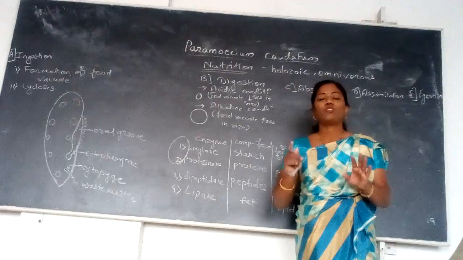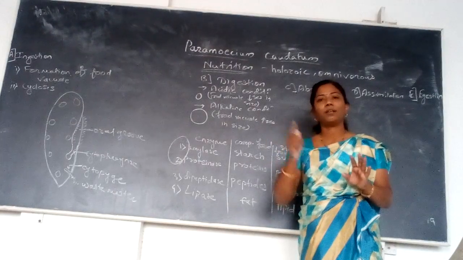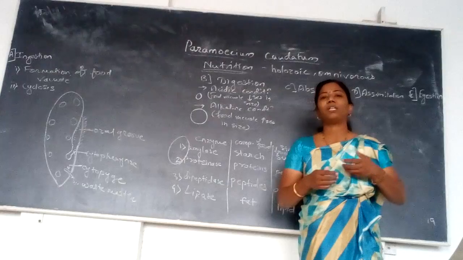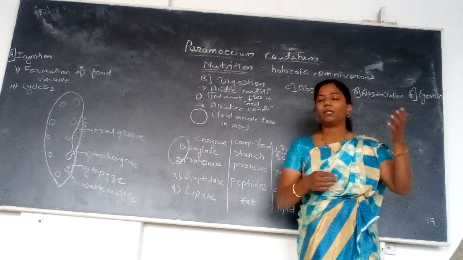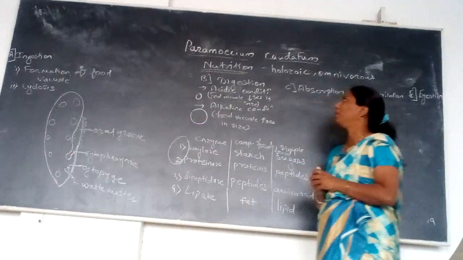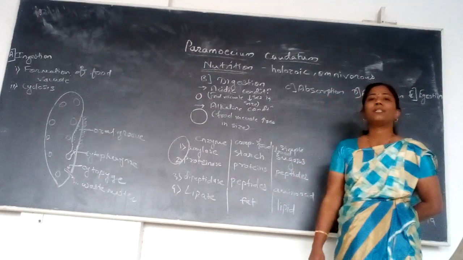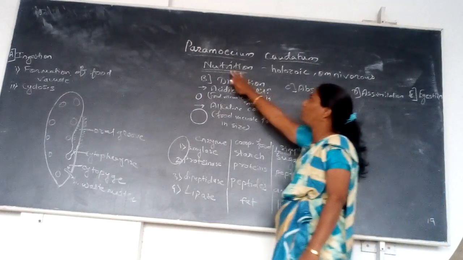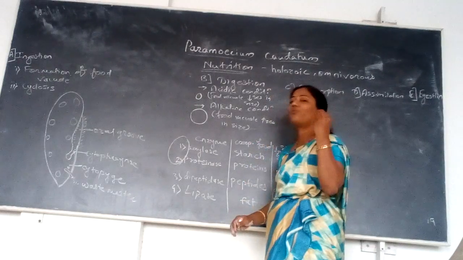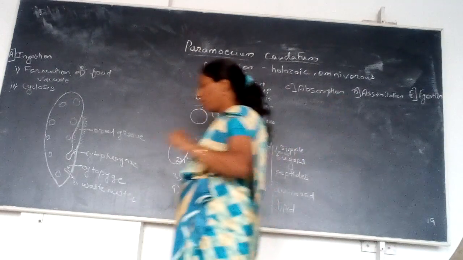Actually, the Paramoecium actively hunts its prey. It finds and captures its prey. Since the Paramoecium actively hunts its food material, if you consider the process of nutrition, it is divided into five main steps.